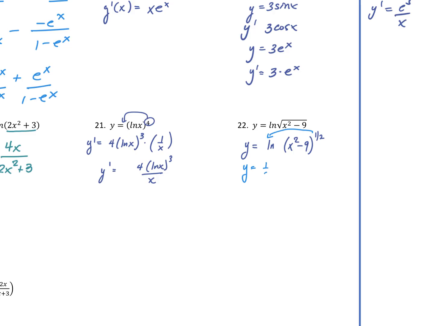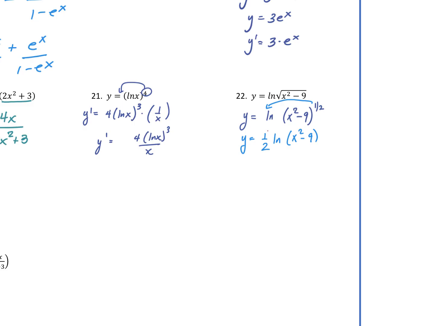y equals 1/2 ln of x squared minus 9. Now when I derive it, I can keep the 1/2 out of it. I just do this, which is u prime over u. So for y prime, u prime would be 2x over x squared minus 9, and I simply multiply by a half. That cancels. You get y prime equals x over x squared minus 9.